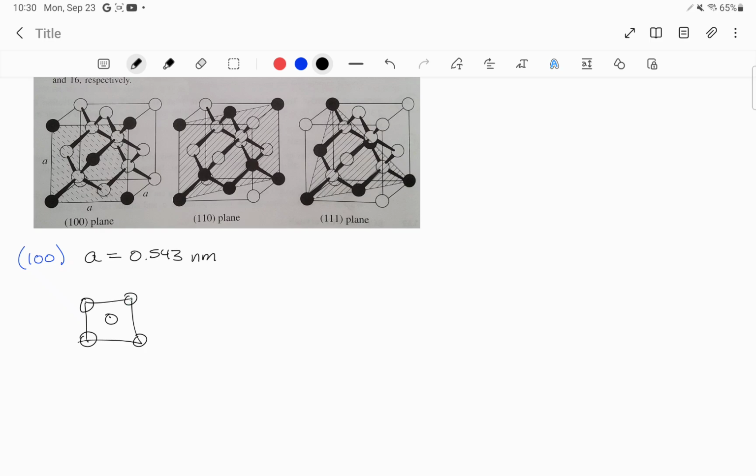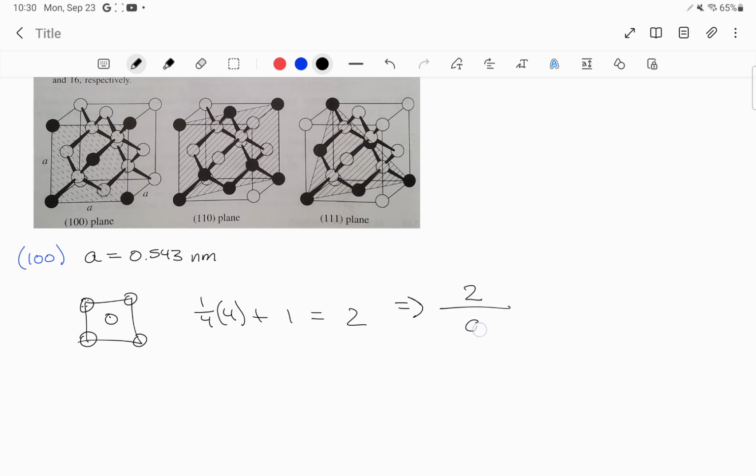And then this circle is cut, so we don't think about it as a sphere. We think about it as a circle in 2D, and it's cutting 1/4 of the circle of the atom in 2D. So we'd have 1/4 times 4 of these plus 1. This is going to give you 2.